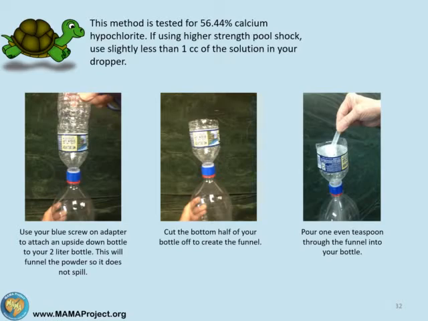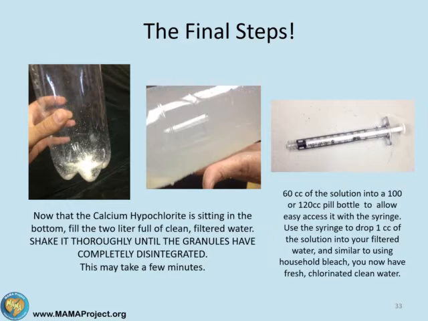If you're using a higher strength pool shock powder, then adjust the amount that you put in proportionately. Now you'll have your calcium hypochlorite in the bottom of the 2-liter bottle. You'll fill it up with pure, clean, filtered water. Shake it thoroughly until the granules have completely disintegrated, and that can take a few minutes.